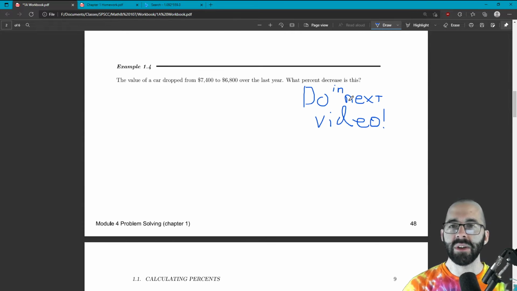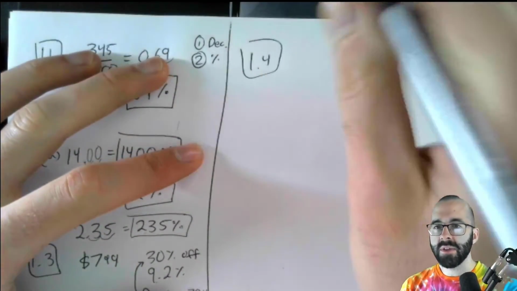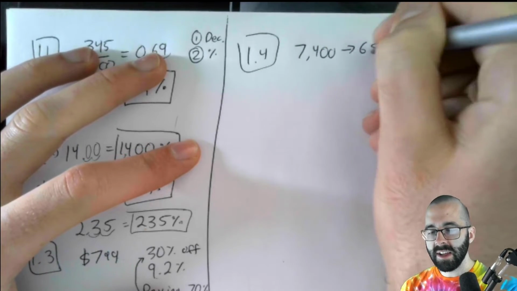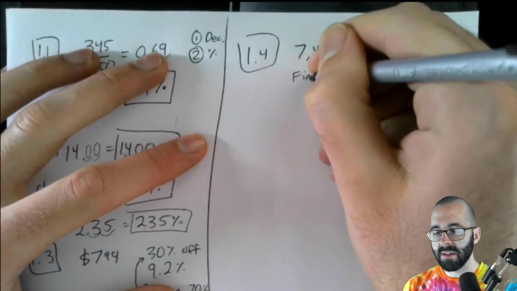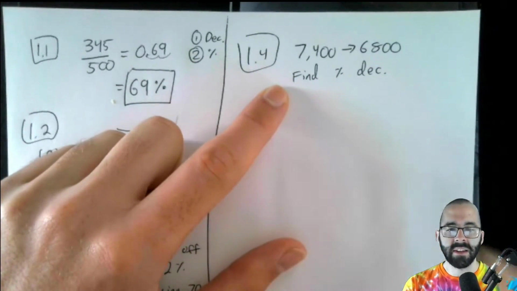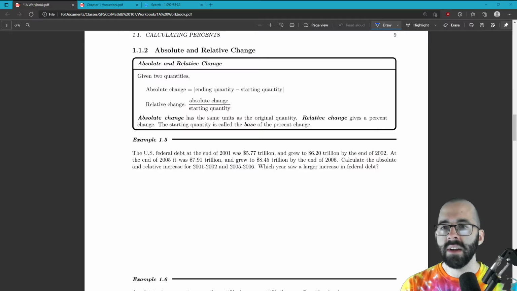So let's look at 1.4 with this information. 1.4 is saying the value of a car dropped from $7,400 to $6,800 over the last year. What is the percent decrease? Well, we're just going to do exactly the formula that was given to us. Absolute change is ending minus starting, and relative is absolute over starting.